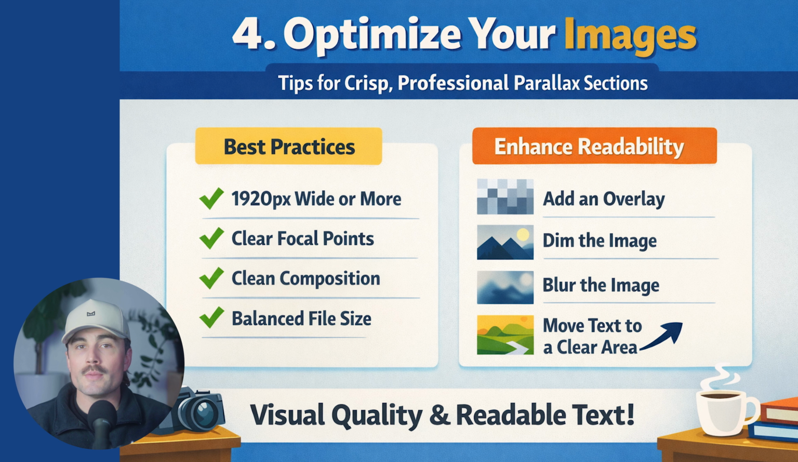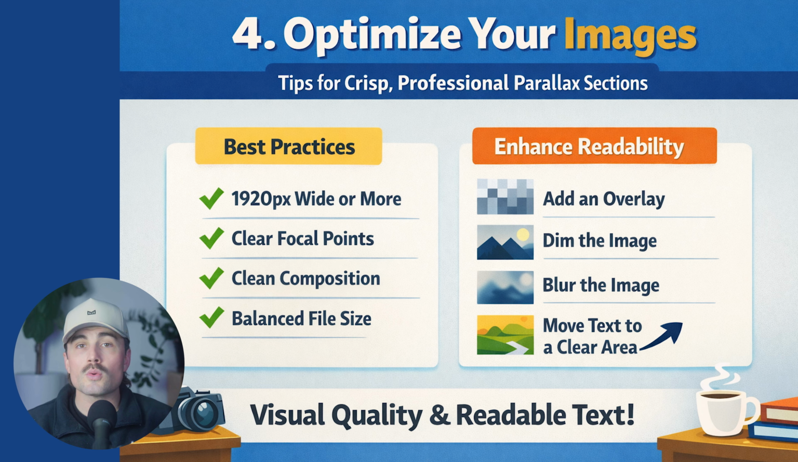4, optimize your images. This is the part that most people skip, but it's honestly the difference between a professional looking website and one that feels sloppy. You want to use high quality images. Parallax works best when the image is crisp. If it's pixelated or stretched, it'll be even more noticeable because the motion draws attention to it.